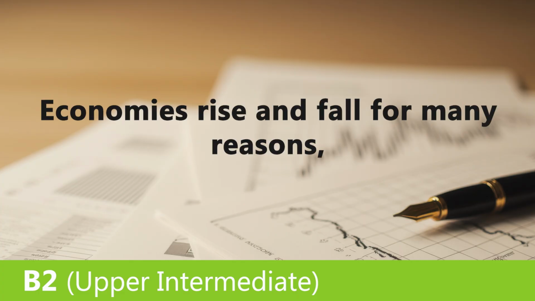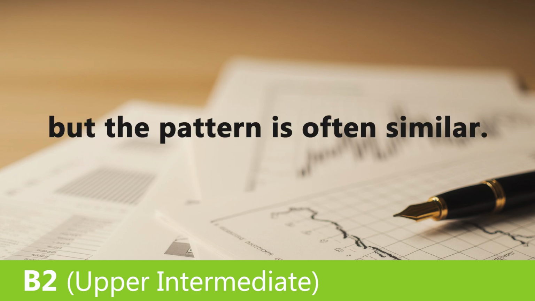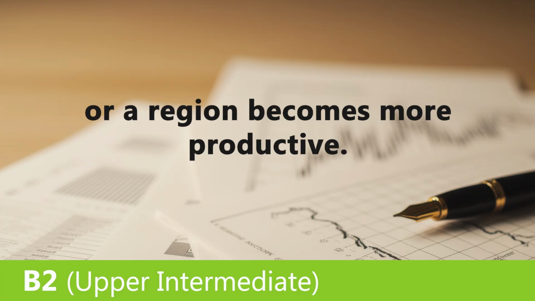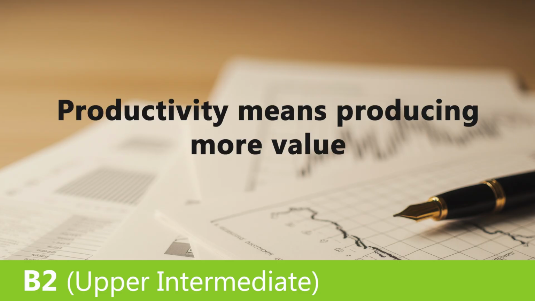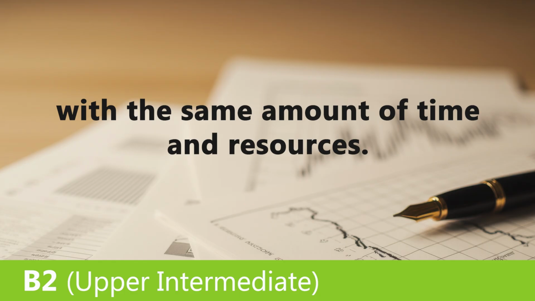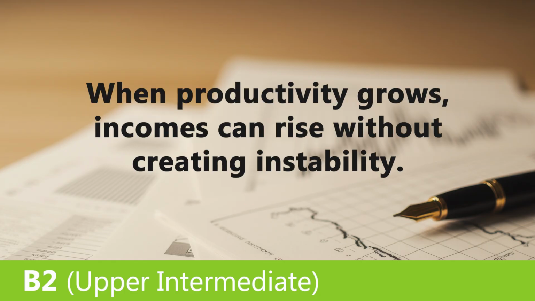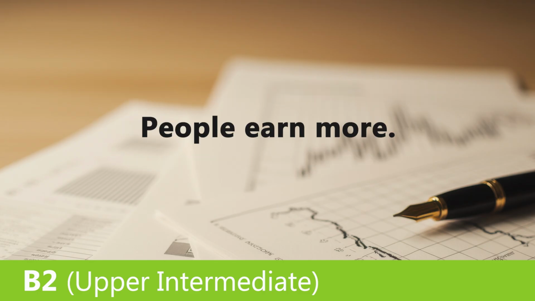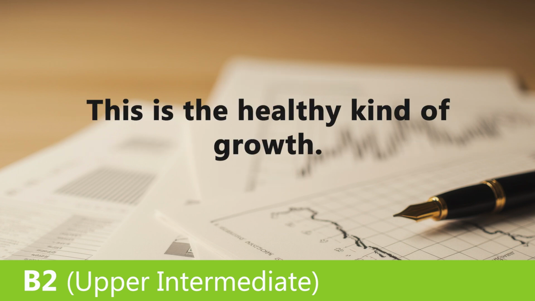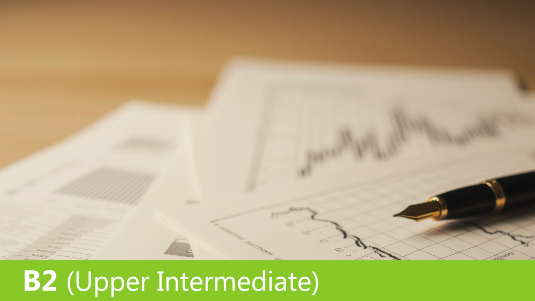Economies rise and fall for many reasons, but the pattern is often similar. Growth usually happens when a country or a region becomes more productive. Productivity means producing more value with the same amount of time and resources. When productivity grows, incomes can rise without creating instability. People earn more, businesses expand, and the government collects more taxes to improve services. This is the healthy kind of growth.